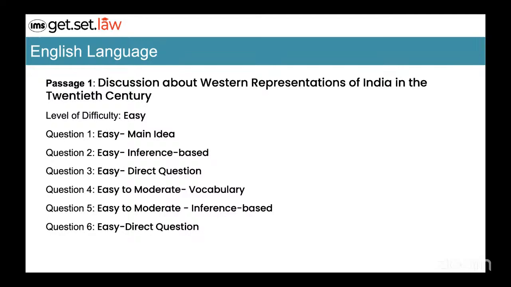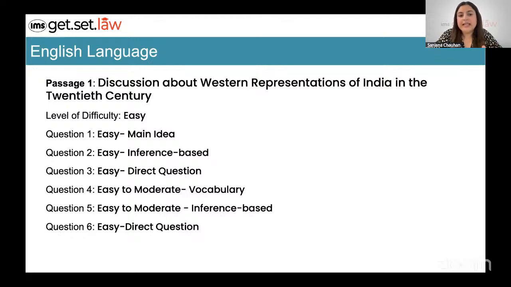When you take a look at question 4, it was a vocab-based question. I think the word asked was redolent, for which I believe you do require some preparation beforehand. You already need to know what the word redolent means, because in the context in which the word was mentioned, I don't think it was that easy to assess the meaning of the word. Hence, I've labeled it as easy to moderate.